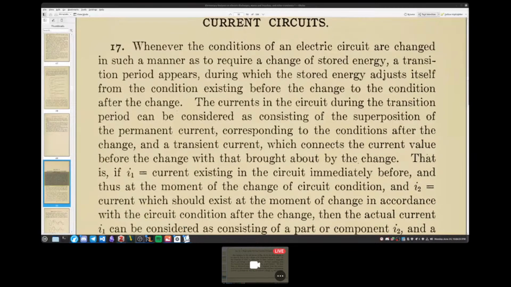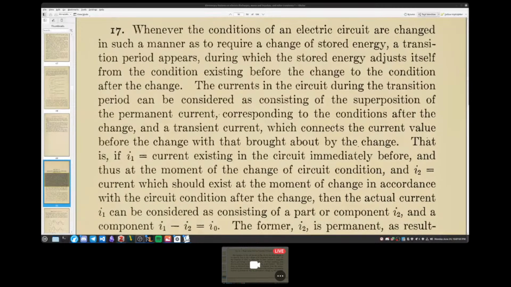The currents in the circuit during the transition period can be considered as consisting of the superposition of the permanent current corresponding to the conditions after the change and the transient current which connects the current value before the change with the value after the change.